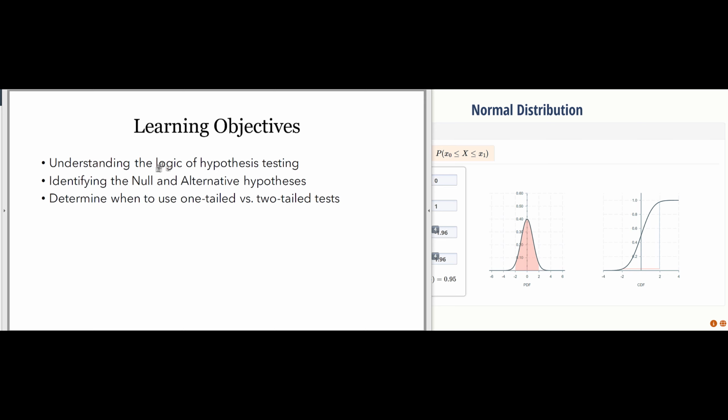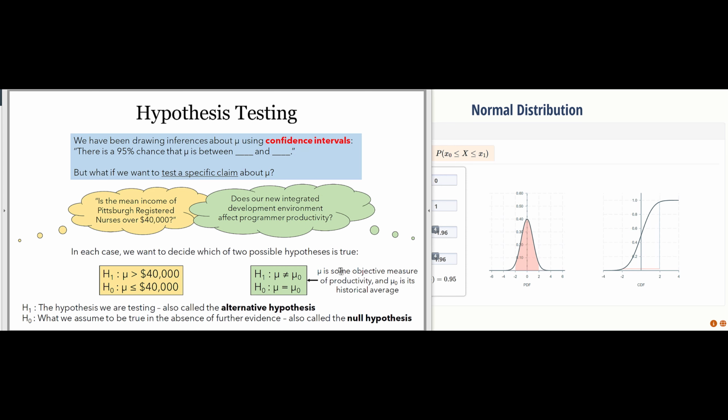All right, so we're going to understand the basis for hypothesis testing, discuss how to identify the so-called null hypothesis and the alternative hypothesis, and also talk about whether, when you're doing a hypothesis test, you want to use what's called a one-tailed test or a two-tailed test.